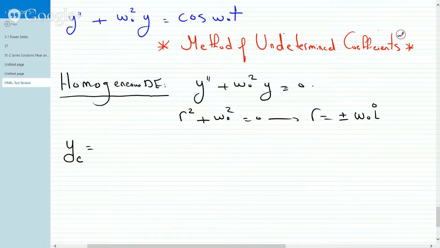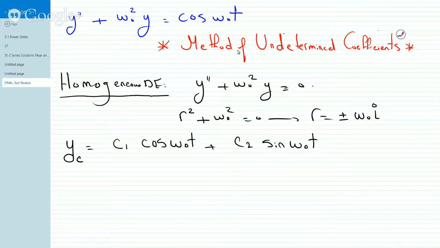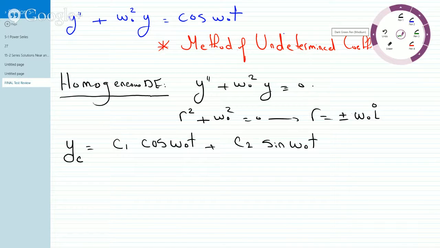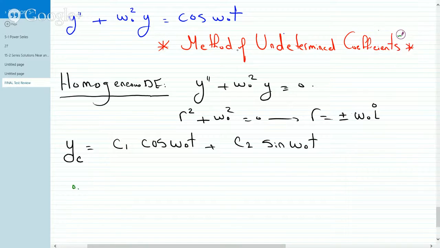Which makes y complementary be what? C1 cosine omega 0 t plus C2 sine omega 0 t. And now we will move into the non-homogeneous, to find the particular solution of the differential equation.